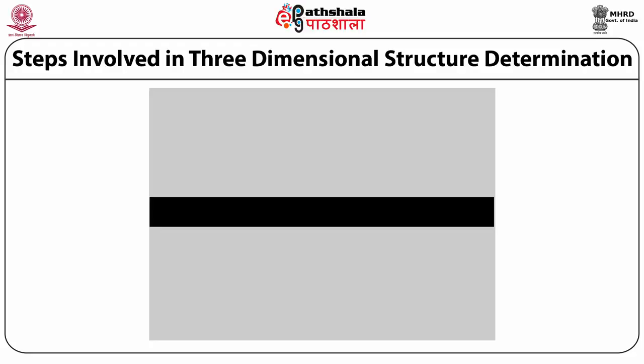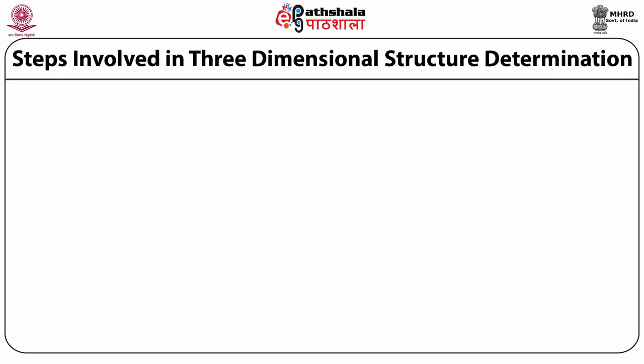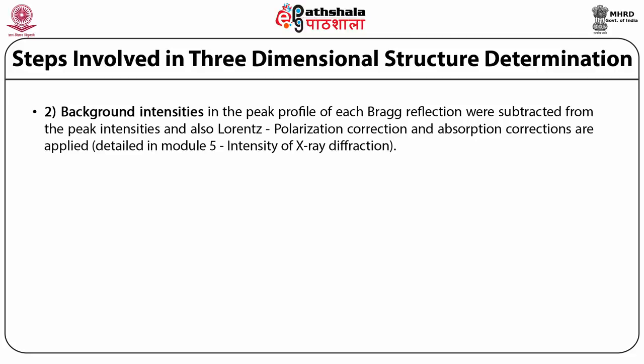As we have seen before, the first step involved in the three-dimensional structure determination is to crystallize the molecule, get a single crystal of dimension 0.2 millimeter, and collect the data. Then, once you collect the data, the background intensities in the peak profile of each Bragg reflection have to be subtracted from the peak intensities, and you have to apply corrections like Lorentz and polarization factor, and also absorption corrections, about which you are already familiar from module 5.